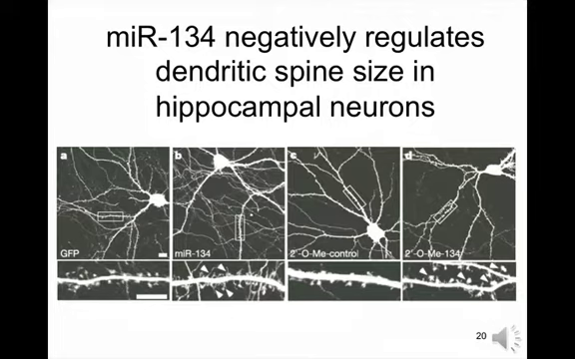In panel B, labeled MIR134, that experiment contains a viral vector that overexpresses MIR134, meaning there's more MIR134 available in the cell. If you look at the blown up portion below, it looks like the spines are somewhat skinnier and smaller compared to the spines in the GFP control condition.